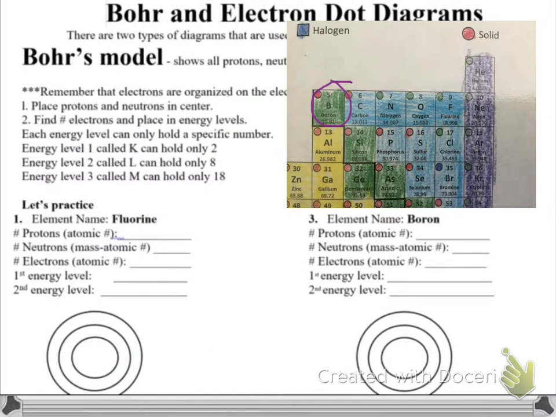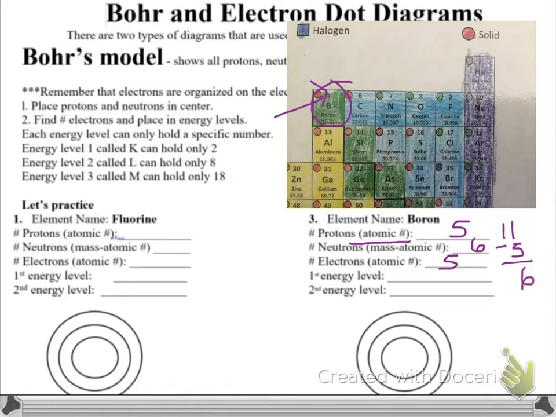So boron is up there on the left. It's in that green box. The proton amount is the atomic number. So the atomic number is 5. Then we're going to take the atomic mass, find that. Atomic mass was 10.8. We're going to round up to 11. And then you take the atomic number and subtract that from 11. And so that gave us 6. And then we take the atomic number for the electrons, so it's 5.